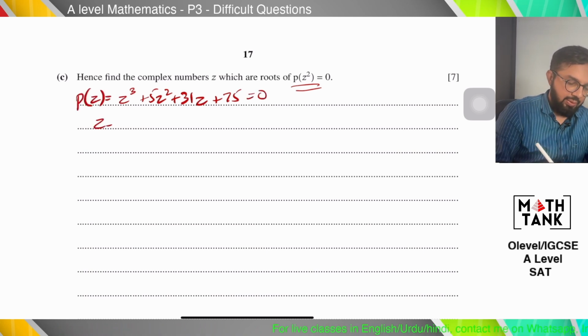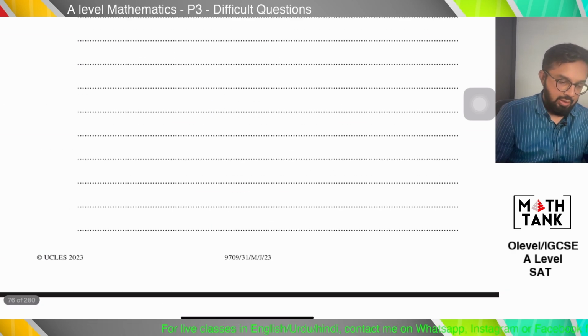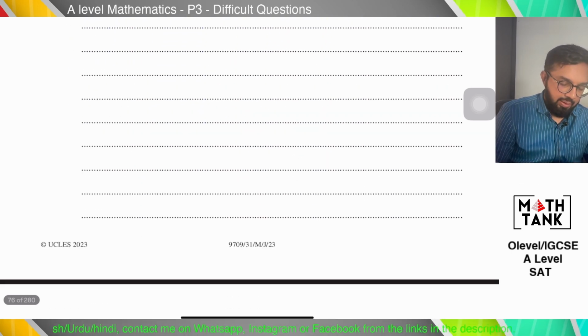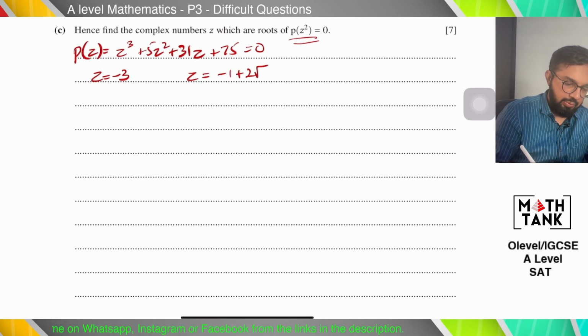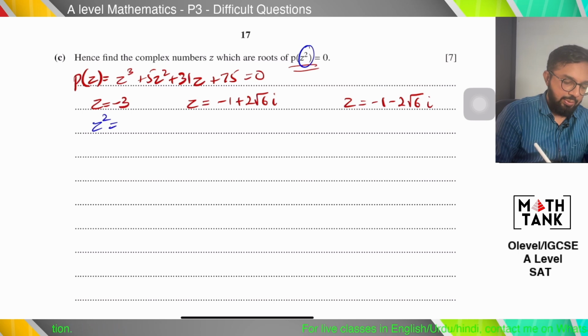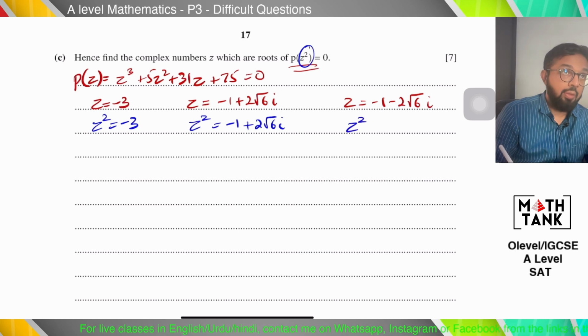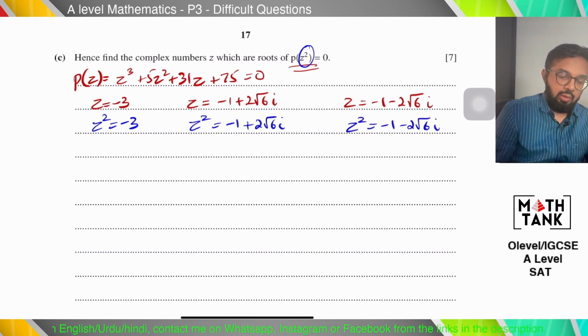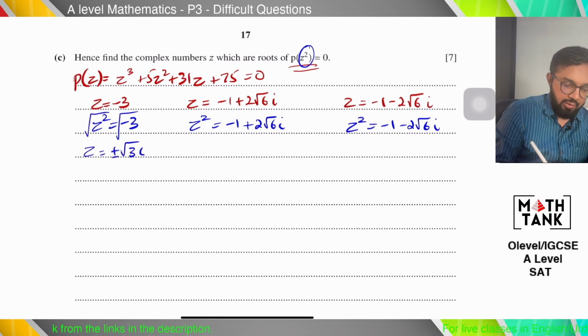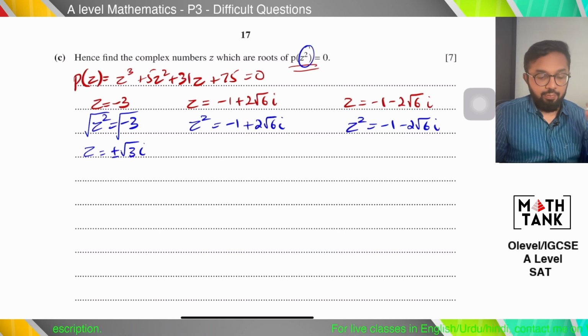So I know that there would be three solutions: z equals minus 3, z equals minus 1 plus 2 root 6i, and z equals minus 1 minus 2 root 6i. Now, when I replace z with z square, these roots automatically become roots of this. Okay, then if I want to find z, I take a root on both sides and say that z is plus minus root 3i. Okay, so that's one set of roots.